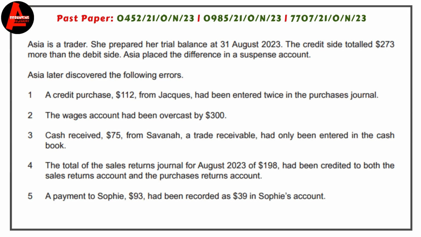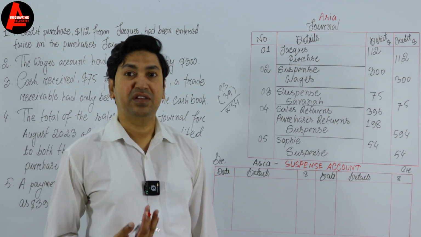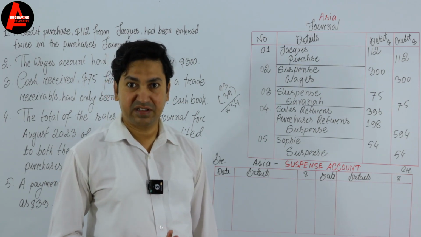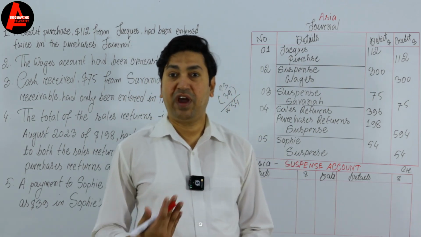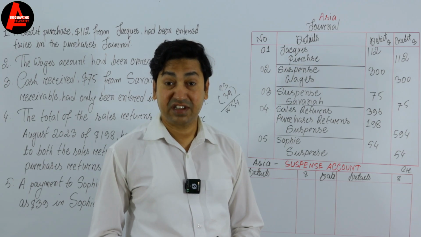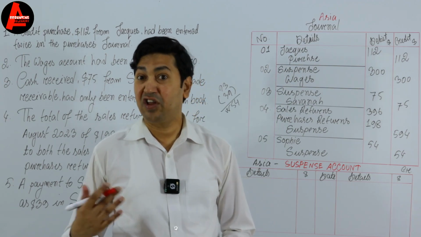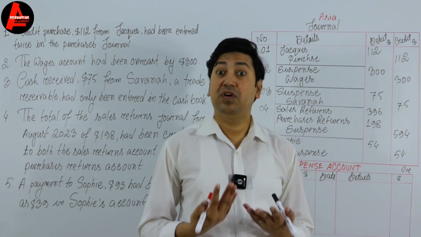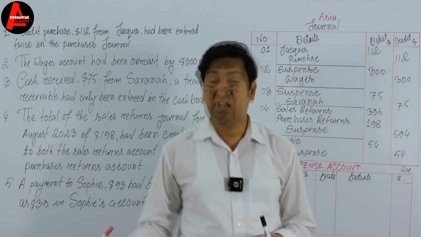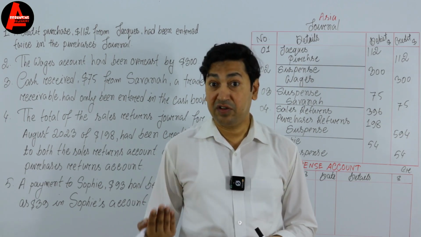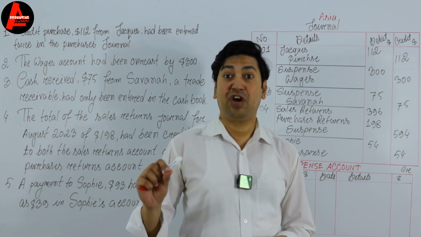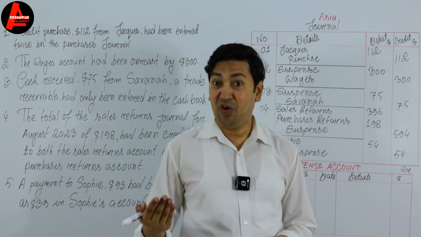Okay, credit side total 273 more than the debit side total. What does it mean? In which column would this amount appear in the trial balance? Debit column or credit column? Where to record this amount as a suspense amount, suspense account? On the debit side or on the credit side? So kind of tricky. It is clearly mentioned the credit side is 273 more than the debit side. That means the greater column in terms of value is the credit column.